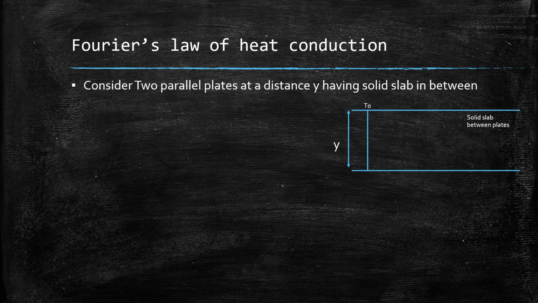Now suddenly the temperature of the lower plate is increased to T1. So what will happen as you move towards T0, as you move towards the upper plate? The temperature will go on reducing. So here we are going to see a temperature gradient.